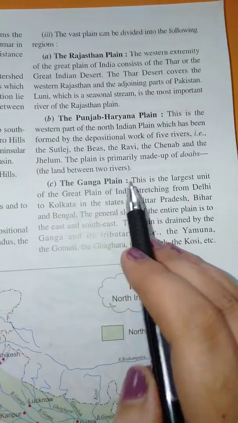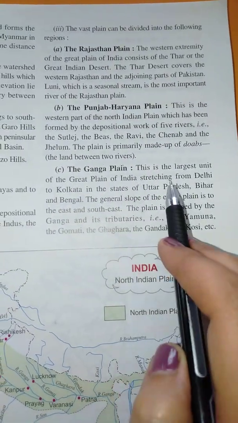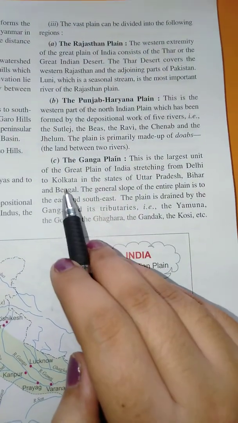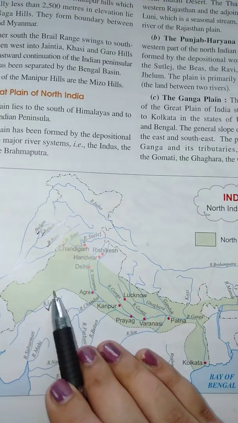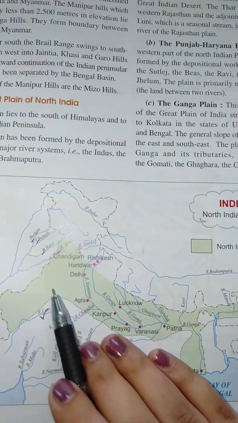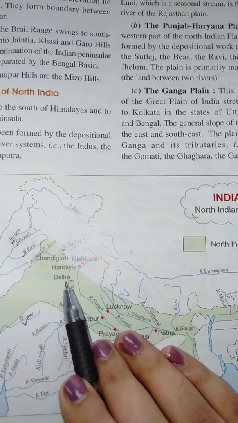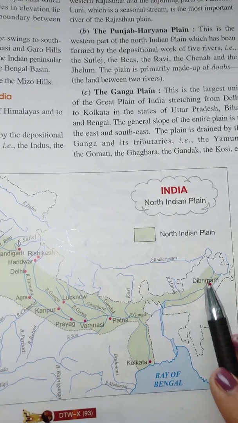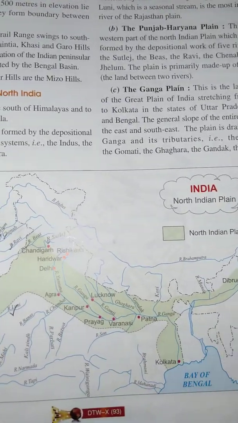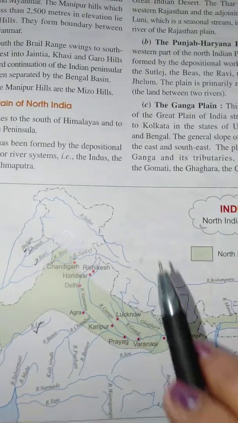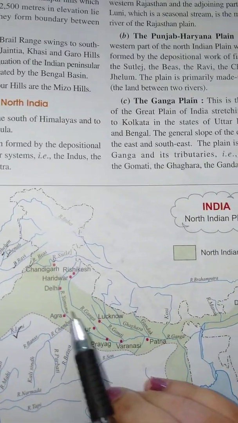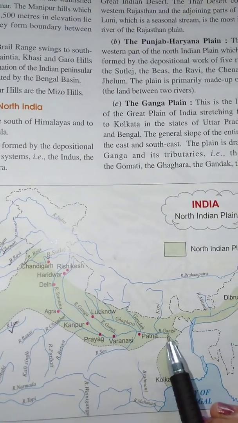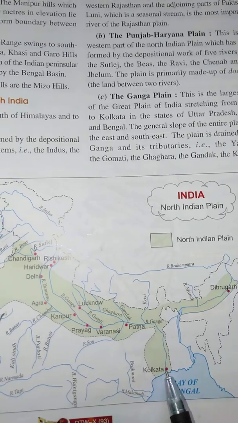Next we have the Ganga plain. This is the largest unit of the Great Plain, stretching from Delhi to Kolkata in the states of Uttar Pradesh, Bihar and Bengal. As you can see, the western part is limited, but the vast plain extends up to Uttar Pradesh, then Bihar, and up to Bengal and the northeast. This all area is covered by the Ganga and Brahmaputra. Right now we are studying the Ganga plain. The Ganga goes from here, Uttar Pradesh, then Bihar, and then to Kolkata, West Bengal.